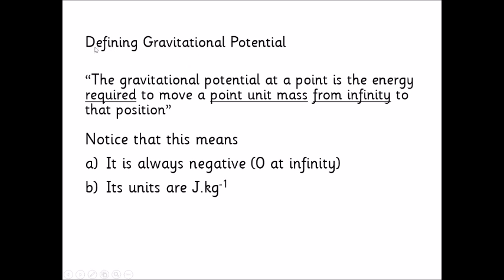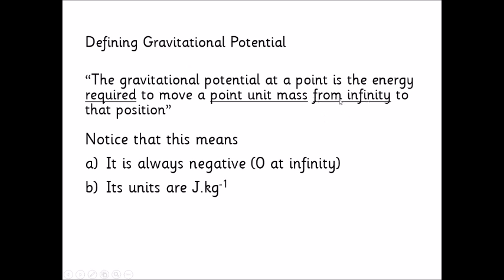Okay, so we're going to look at these terms, defining gravitational potential. A very precise term. We have to be careful of a few details in here. So the gravitational potential at a point is the energy required to move a point unit mass from infinity to that position. Quite a lot to think about in here. First of all, we are moving a point unit mass, so this is per kilogram. It only has to be a point mass because that way the gravitational field is one value at that particular point. And we're coming from infinity.